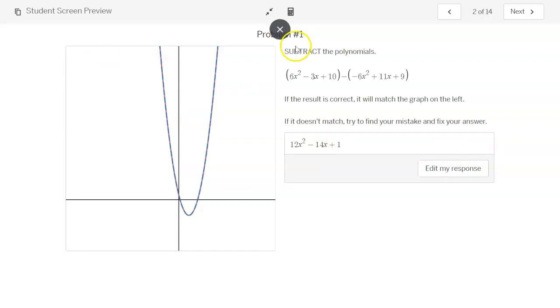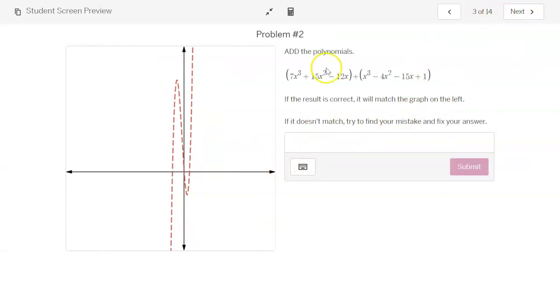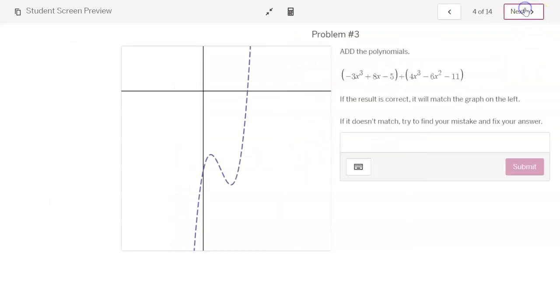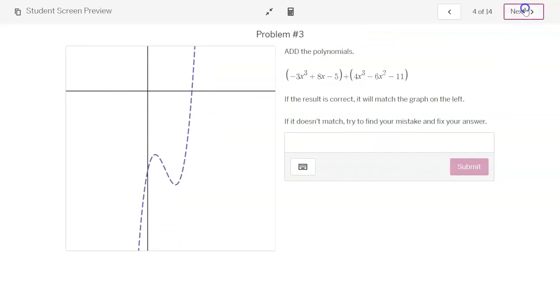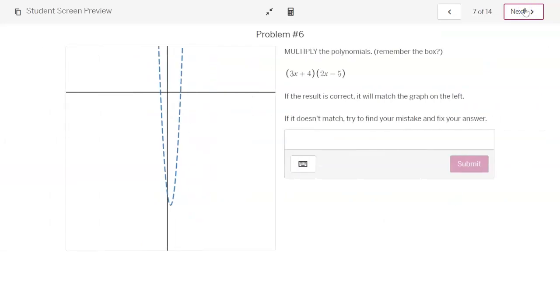You should be able to go all the way to screen 8, which will be 7 problems. We just did the first one together. Hit the next button. Again, you'll add these together. Notice this one is addition, so don't use the keep, change, flip rule here. Just combine like terms, put in your answer. Then you have another addition problem, another subtraction problem, and then you have 3 multiplication problems.